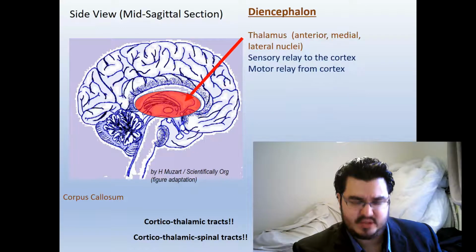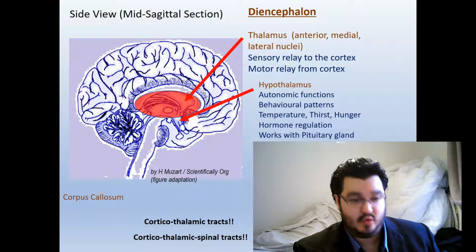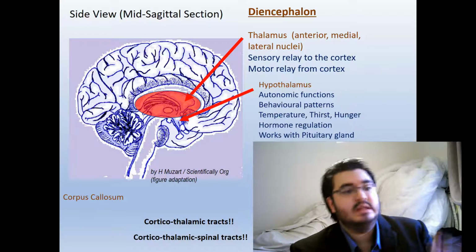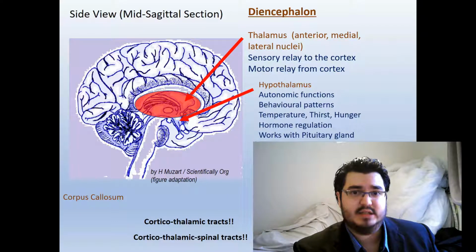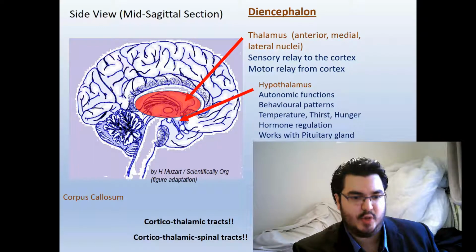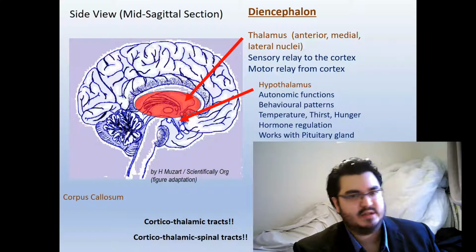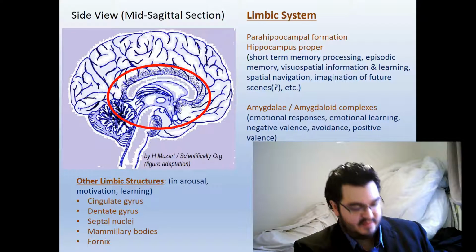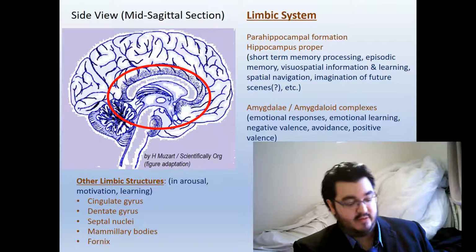The thalamus, which is a sensory relay, the cortex, and there's the cortico-thalamic tracts, which you have to know about, not for A-level. If you do first year neuroscience, you will have to know about these. Hypothalamus, it's important for autonomic behavioral patterns. It works closely with the endocrine system. Limbic system will cover more in section 5, the fifth video, which will be on cognitive and behavioral neuroscience. We'll look at the limbic system in more detail.